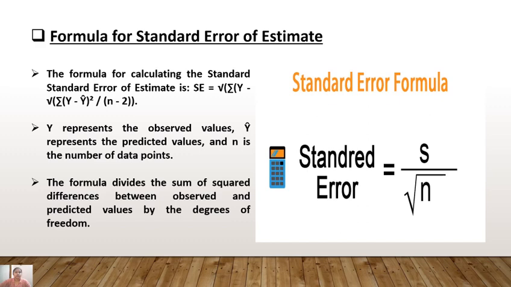Formula for standard error of estimate. The formula for calculating the standard error of estimate is: standard error equals S divided by root n. Y represents the observed value and Y cap represents the predicted value, and n is the number of data points. The formula divides the sum of squared differences between observed and predicted values by the degrees of freedom.